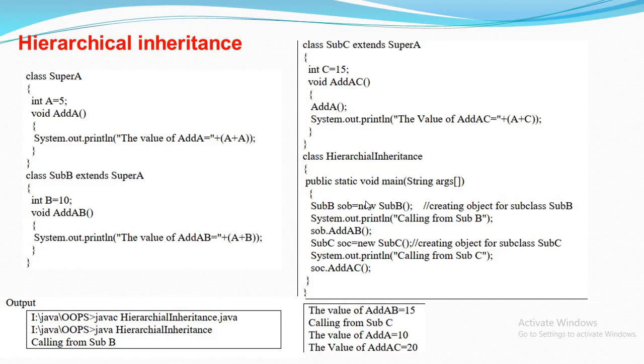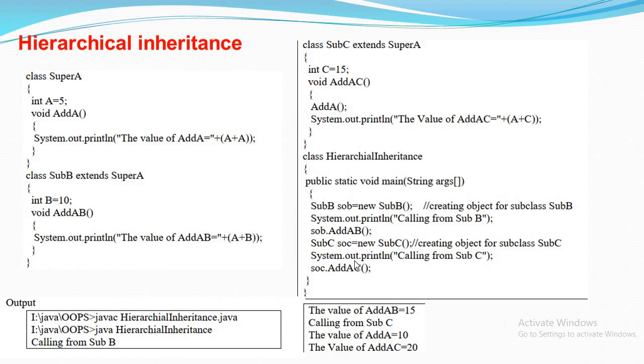We create the objects for Sub B and Sub C, and access the corresponding functions. The output of the program is add AB equal to 15. Then calling from Sub C, add A equal to 10. Then again add AC equal to 20. This is the example for hierarchical inheritance.